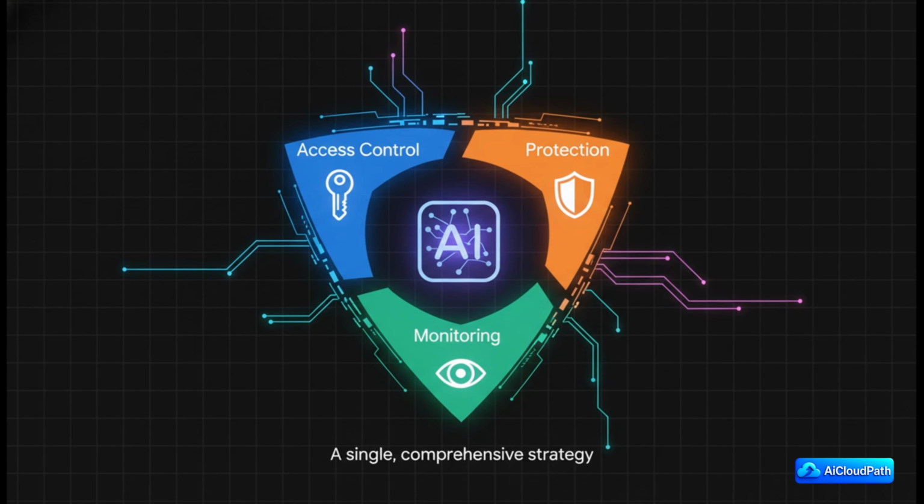And that really brings us to the most important takeaway here. True, bulletproof security for your AI systems isn't about picking just one of these tools. It's about weaving all three layers, access control, protection, and monitoring, into one single, comprehensive strategy. Each pillar holds the others up.